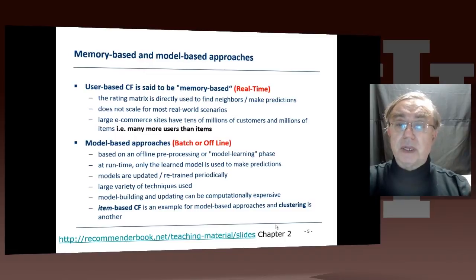And you have tens of millions of customers and millions of items, so you have many more users than items. The user-based approach, finding users near a given user, is a computationally particularly intense idea. The model-based approaches include several ideas, including clustering, but also item-based collaborative filtering. Here you save some of that compute time by doing things offline, and you can find out which items are near each other independent of the user.